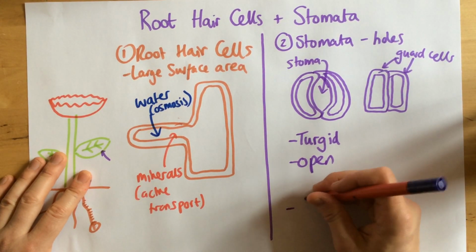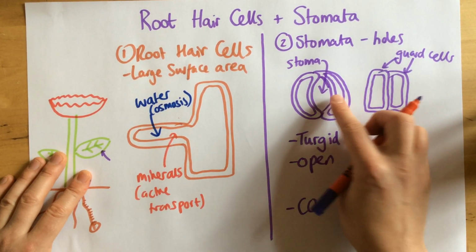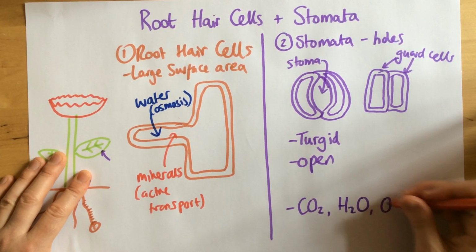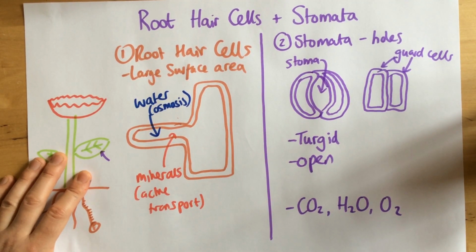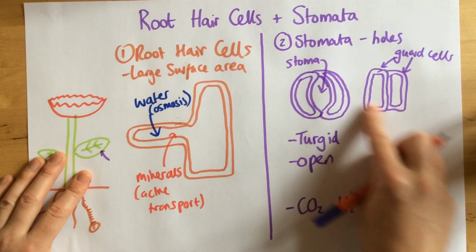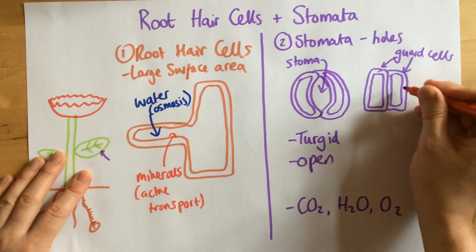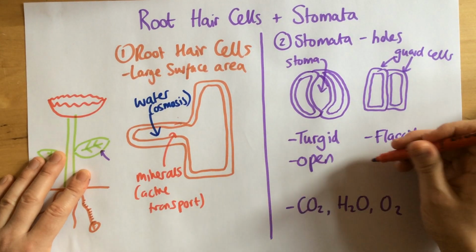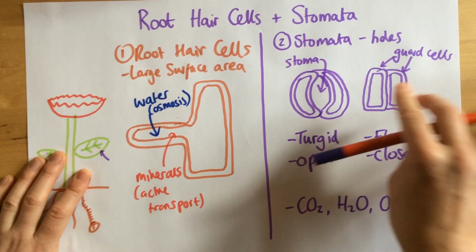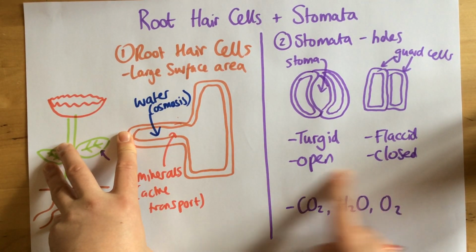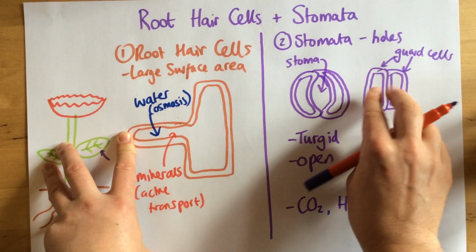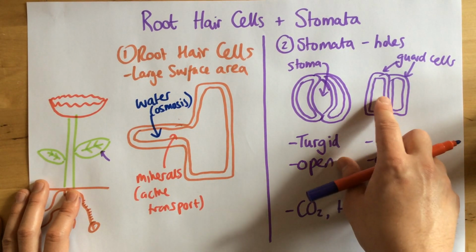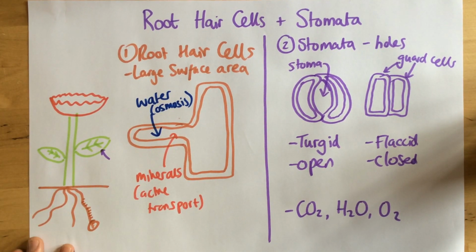Now this is useful because different things can diffuse in and out of the leaf. For example, carbon dioxide, water vapour, and oxygen. They could diffuse in and out. Now, when there's a lack of water within the plant, the guard cells become flaccid. Now, because they are flaccid, it means they are now closed. If they are closed, these different substances can't diffuse in and out of the leaf anymore. These stomata are always closed during the night time.